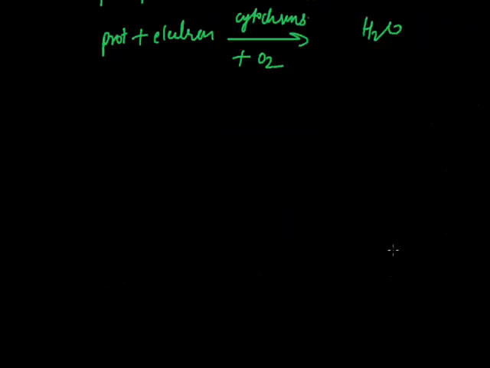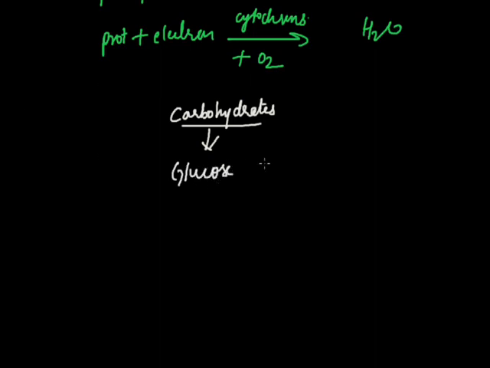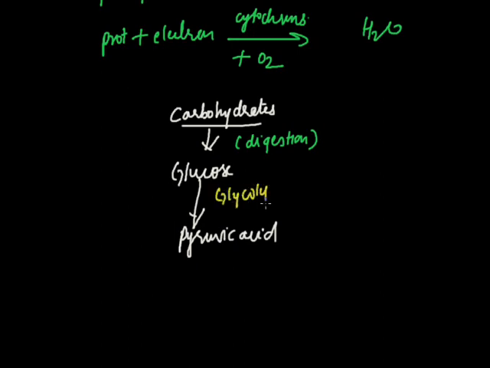Now we can diagrammatically represent the main two steps of respiration, that is glycolysis and the Krebs cycle, like this. Carbohydrates get converted into glucose, and this process occurs during digestion. Now this glucose again gets converted into pyruvic acid, and this process is called glycolysis. Now this pyruvic acid can be oxidized in the presence of oxygen or in the absence of oxygen. So there are two ways it can be oxidized.